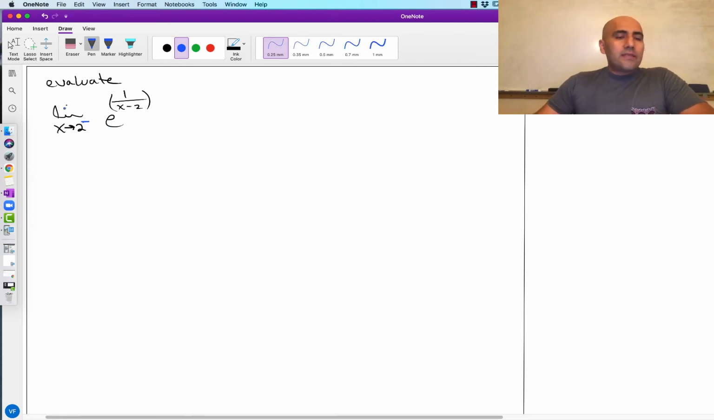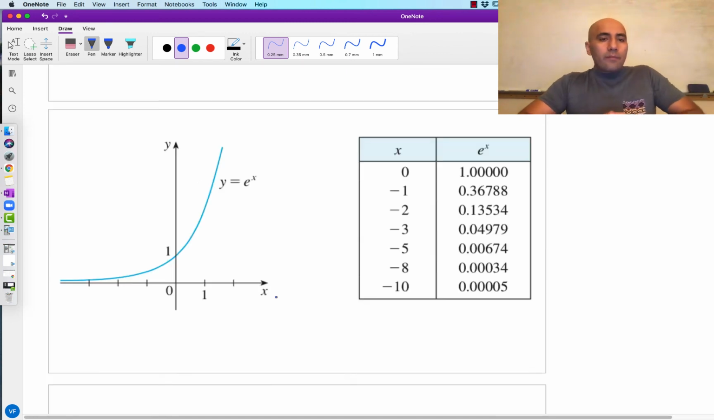Evaluate the limit as x approaches 2 from the left-hand side of e to the power of 1 over x minus 2. Well, there's going to be a whole bunch of functions that we have to deal with that involve e and e to the power of x. So hopefully you remember what that looks like. Let's refresh our memories.